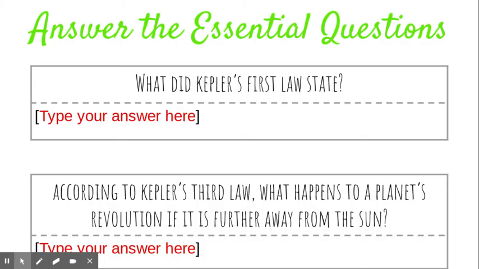Okay, so answer your essential questions. What did Kepler's first law state? According to Kepler's third law, what happens to a planet's revolution if it is further away from the sun? Make sure you're using your notes, and also make sure that you're keeping in mind your learning target.